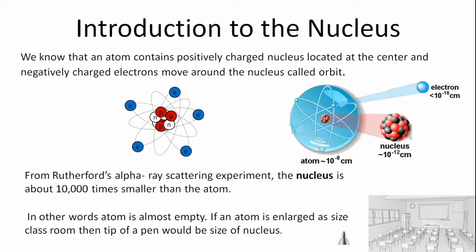To imagine this, let us consider a classroom, and you are sitting in the classroom, and you have a pen. If you assume the size of the room as an atom, then the tip of the pin held at the center of the classroom will be the size of the nucleus. So that's why the size of the nucleus is very, very small when compared to the size of an atom. We are comparing the size of the tip of the pen with the size of the whole classroom.